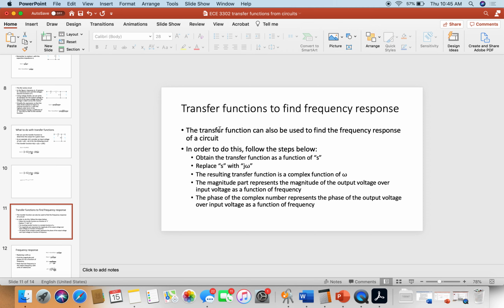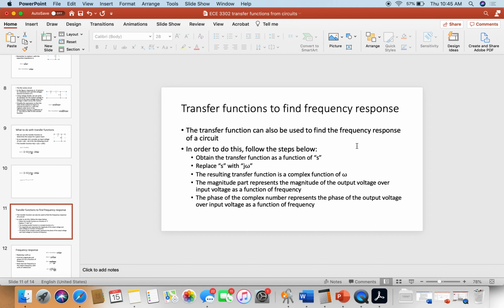That is why transfer functions are oftentimes used to find the frequency response, and in order to do that, we ignore the transient effects. Remember that s is equal to sigma plus j omega. The sigma part of s is the part that determines the transient response. The j omega is the oscillatory part of s.